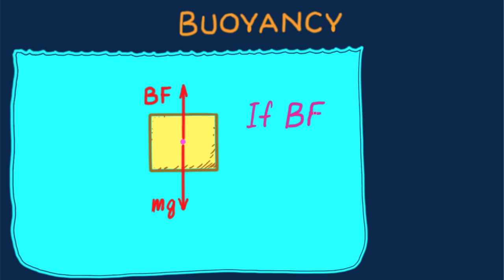If BF is smaller in magnitude than mg, that is, weight is greater than buoyant force, the block sinks. If BF is larger in magnitude than mg, the block will rise and float on the surface. In the case where BF equals mg, the block would neither sink nor float.